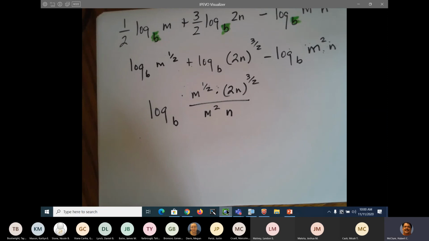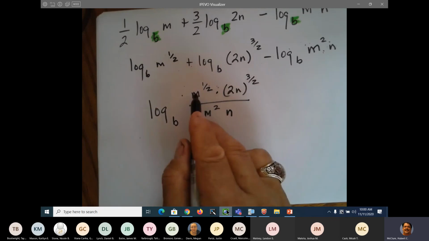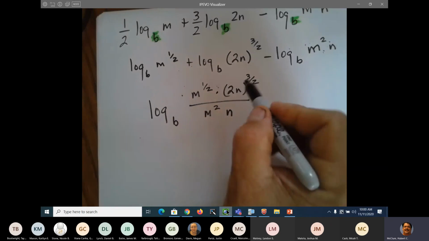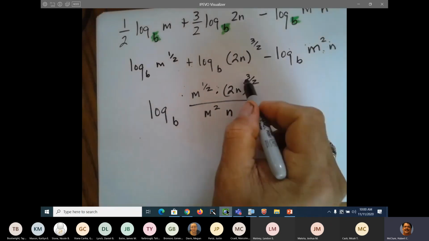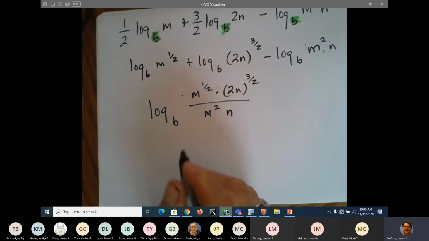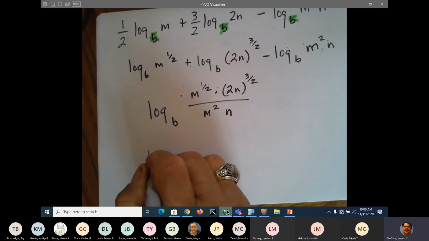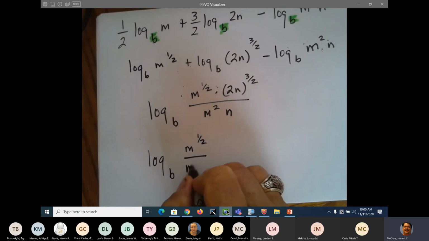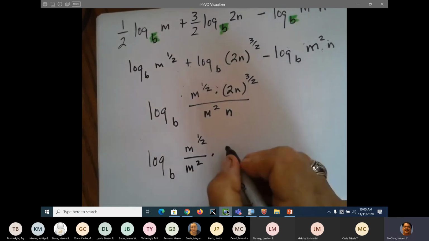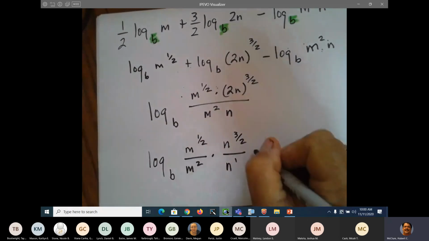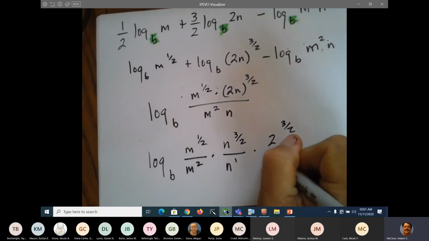Now, this can get a whole lot messy. I don't know if they want you to be messy with this or not, because this would be the square root of m, and you could actually combine these two. And this would be 2 to the 3 halves, n to the 3 halves, and you could combine the 3 halves. So what I'm going to do is rewrite this, and we're going to stop there. Log base b of m to the 1/2 over m to the 2nd times n to the 3 halves over n to the 1 times 2 to the 3 halves over 1.